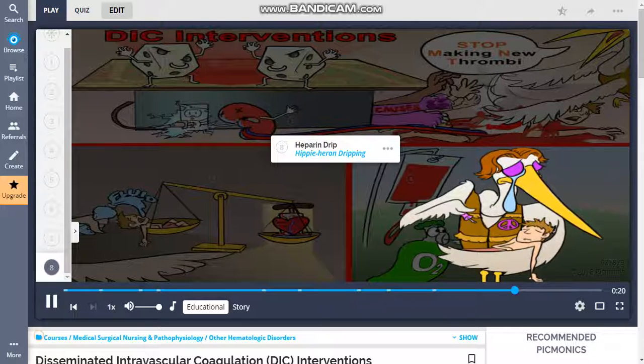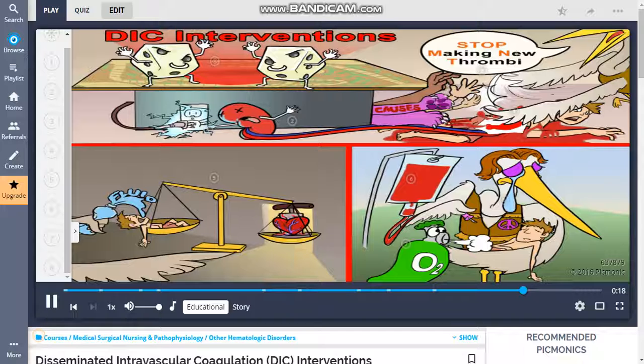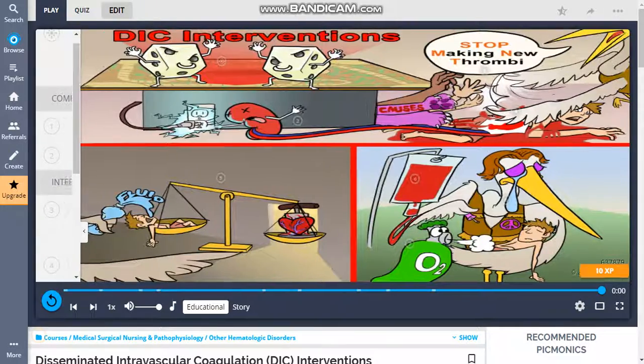So to summarize, DIC interventions include being aware of complications such as the risk for shock or renal failure. One should treat the underlying cause, manage bleeding, and maintain fluid and hemodynamic balance. A transfusion may be necessary, as well as providing oxygenation. In some circumstances, a heparin drip may be initiated.